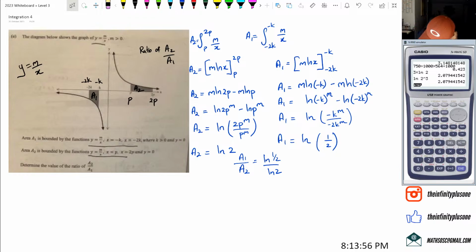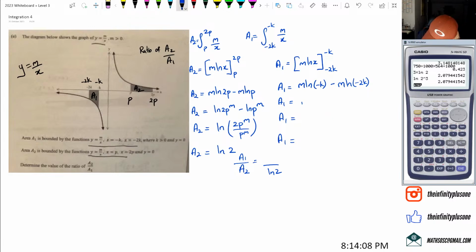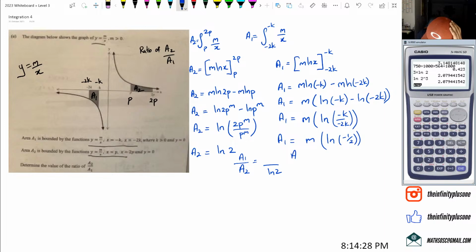Yeah, I'm not convinced with this step here, so I'm going to rewrite the step. Give me 1 second. I'm actually going to rewrite this from here as, I'm going to take m out as a common factor, which means I'm going to get ln of negative k minus ln of negative 2k. I think this might be better. Then I'm going to get ln of negative k divided by negative 2k. So m ln of negative half, and then a1 is equal to ln of negative half to the power of m. I think that's much better. I feel a lot more confident with that one.